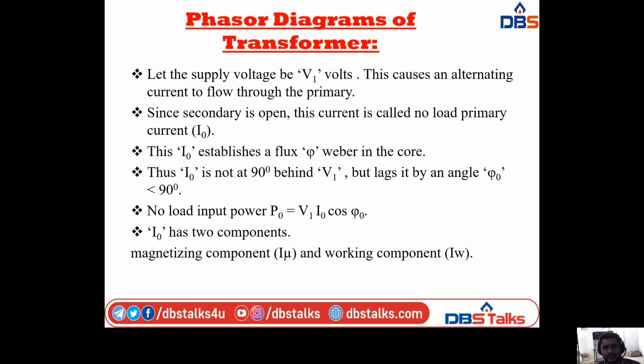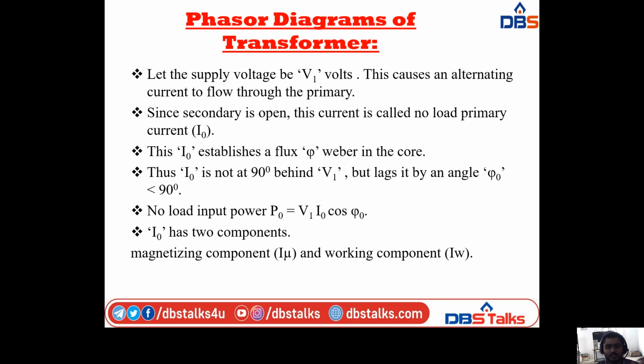Thus I0 is not at 90 degrees behind V1, but lags it by an angle phi naught, that is less than 90 degrees.